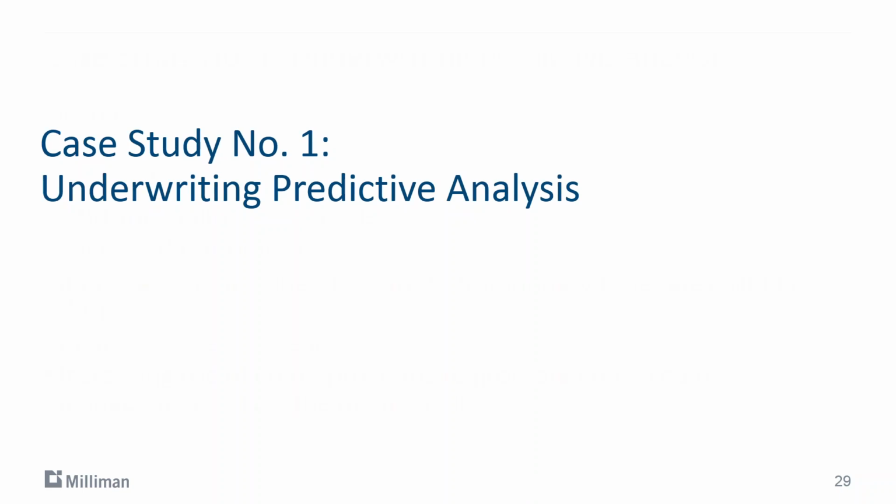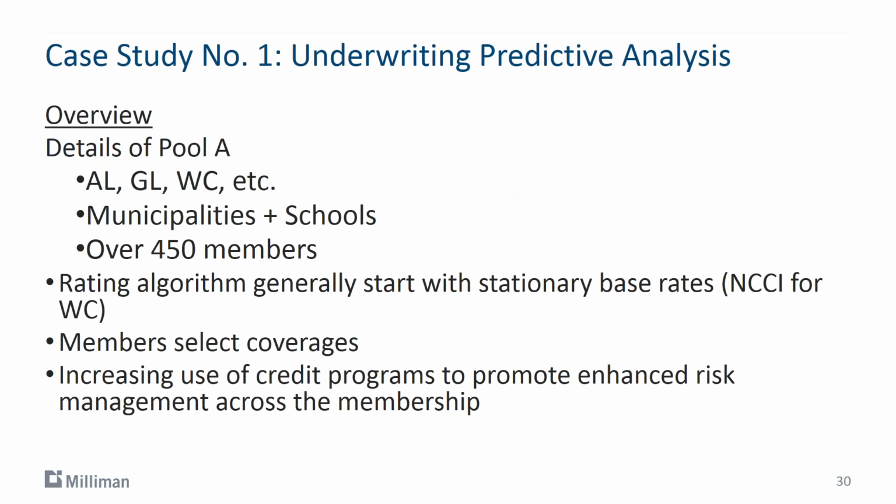Okay, so this first case study, it was an underwriting predictive analytics analysis that we did. So just a brief overview of this pool. They provide auto, GL, and work comp coverages. They do include municipalities and schools, and they have over 450 members. Their rating algorithm generally started with a stationary base rate with some tweaks to it. Their members select the individual coverages, and they were increasing the use of their credit programs in order to promote enhanced risk management across the membership.